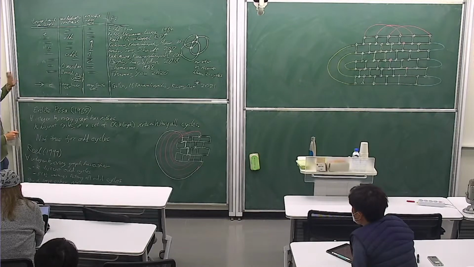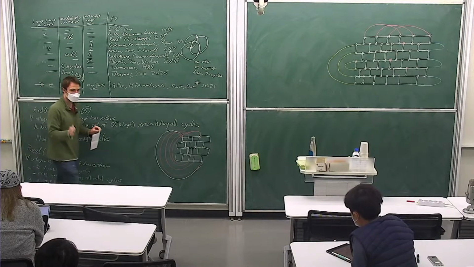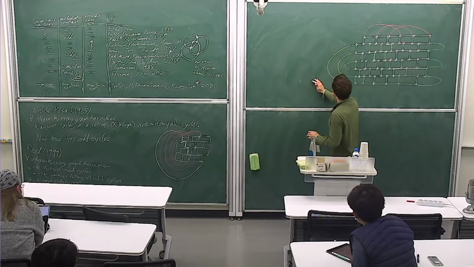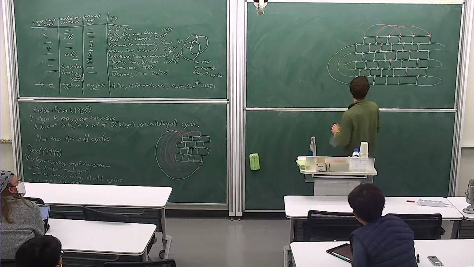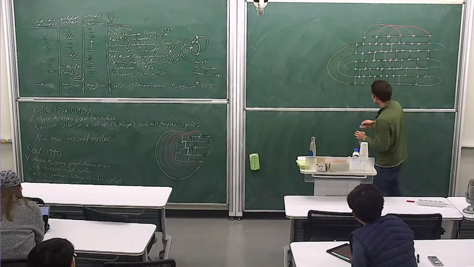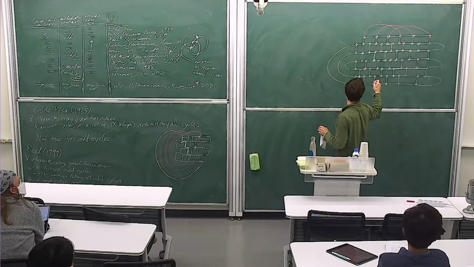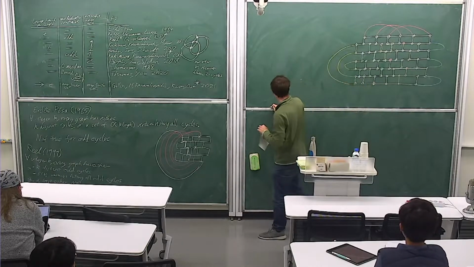But to describe the full result, I need to describe the class of obstructions. So this will be a repeat if you saw Pascal's talk, which I think maybe everyone here did, but I'll try and go over it quickly.